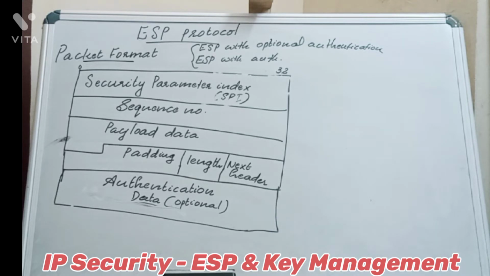For example, if you are taking the DES algorithm, the block size of DES is 64 bits. If the plain text is less than 64 bits, we have to add some more dummy bits so that the length will be equal to 64 or a multiple of 64.